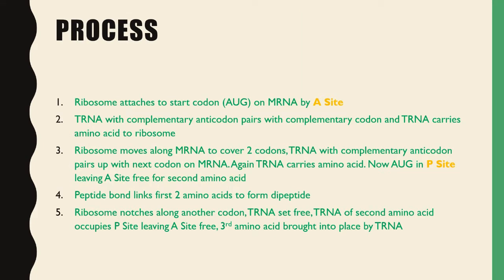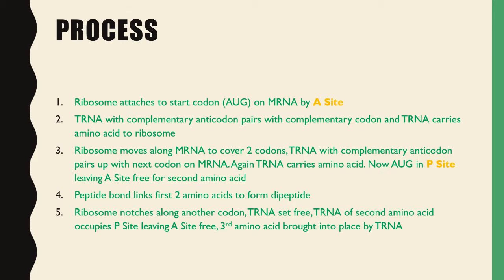So step one of translation is that it carries on from transcription. You have your mRNA that was made in transcription, and then it's taken into the cytoplasm, and that's where the process of translation starts. A ribosome will attach to the mRNA by its start codon, which is pretty much always AUG. This is on the A site. So the ribosome comes to the start codon AUG on the mRNA that was synthesized in transcription, and this is called the A site where it attaches.